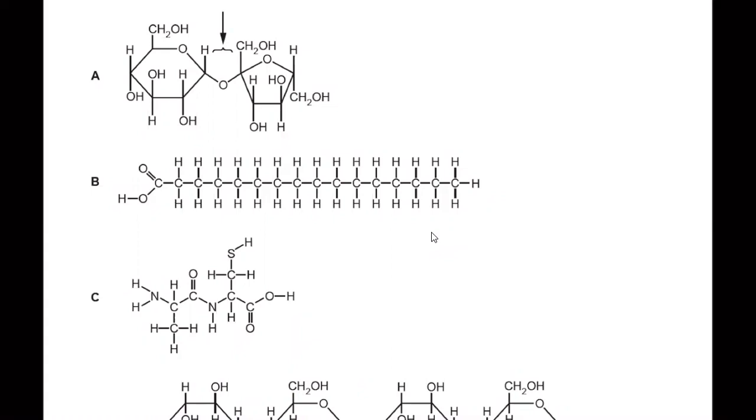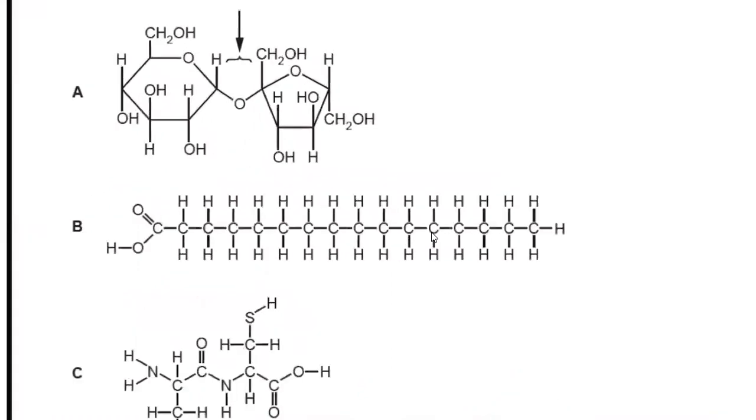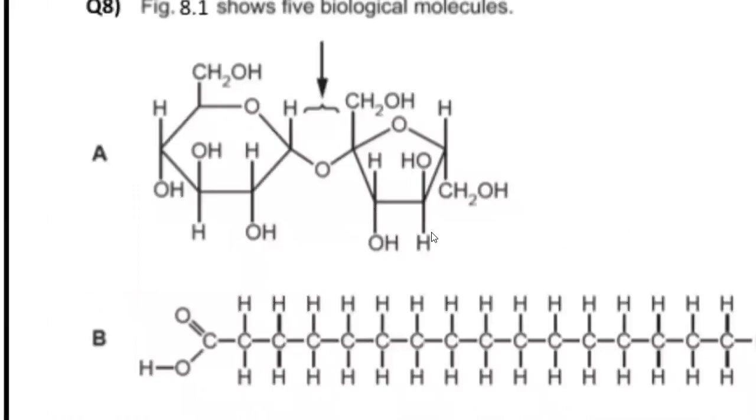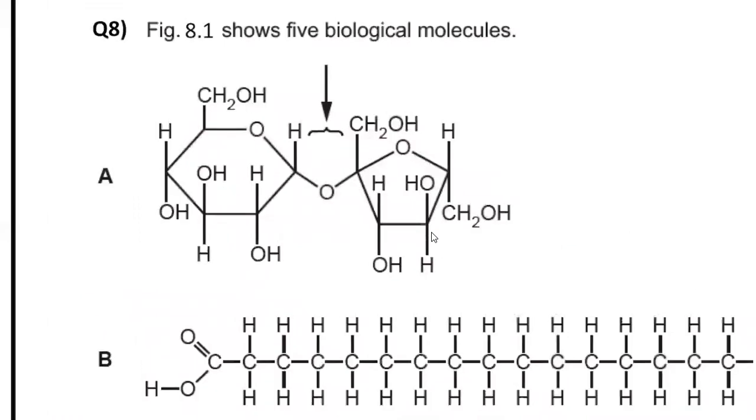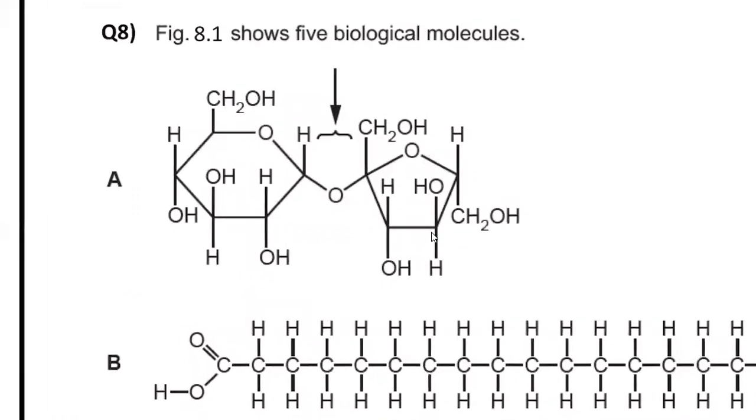Okay, so you can see this molecule. What do you think this bond which you can see in the middle is? Yes, Alia? Miss, it is a glycosidic bond. It's the glycosidic bond. Okay.